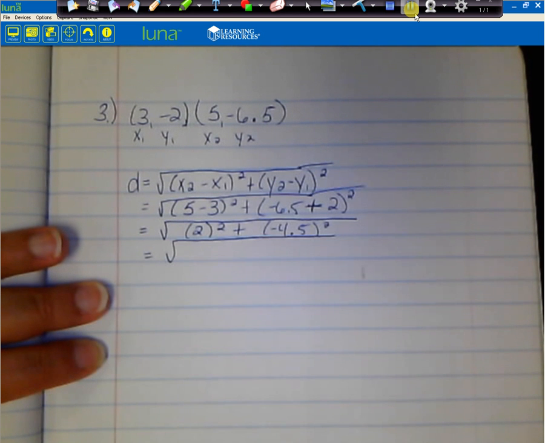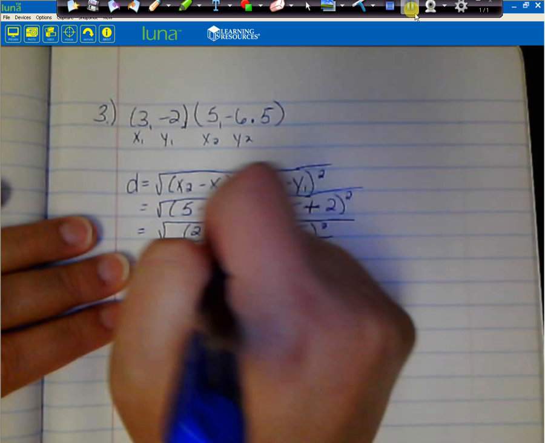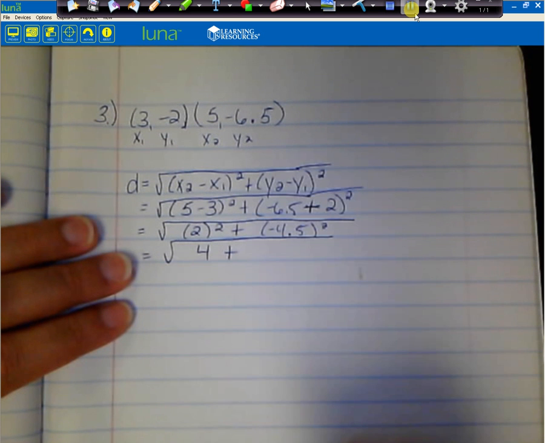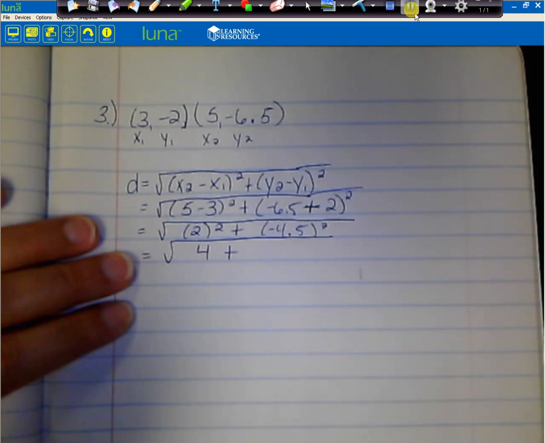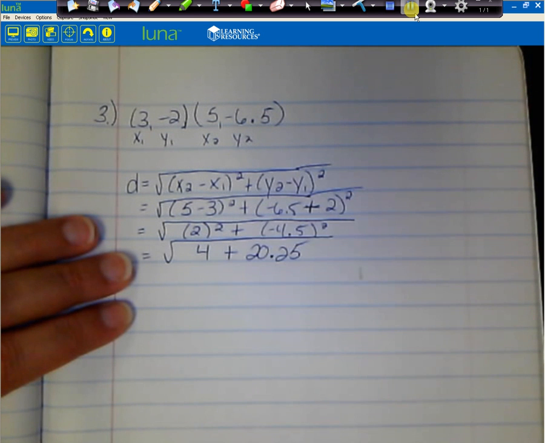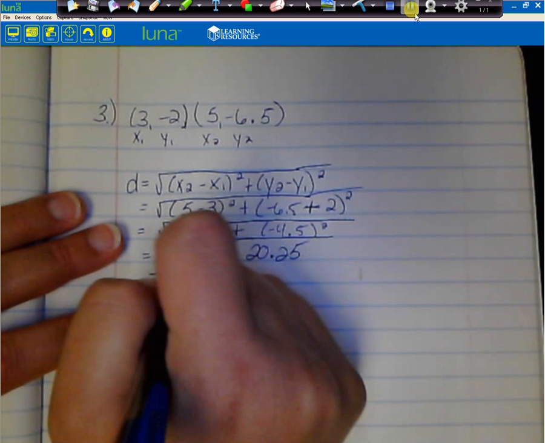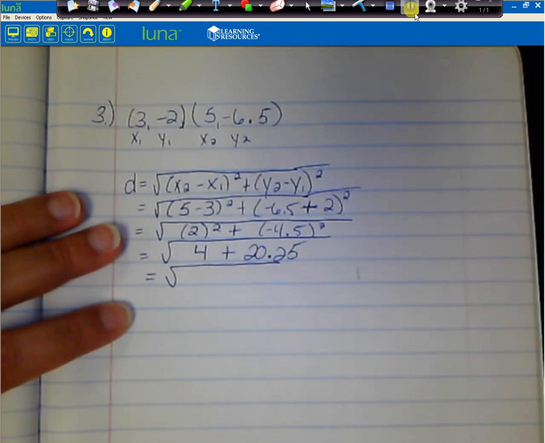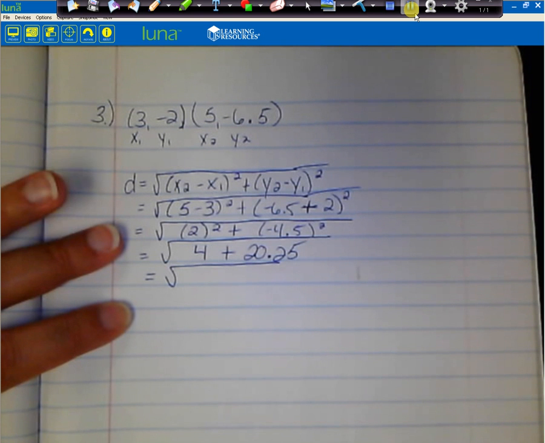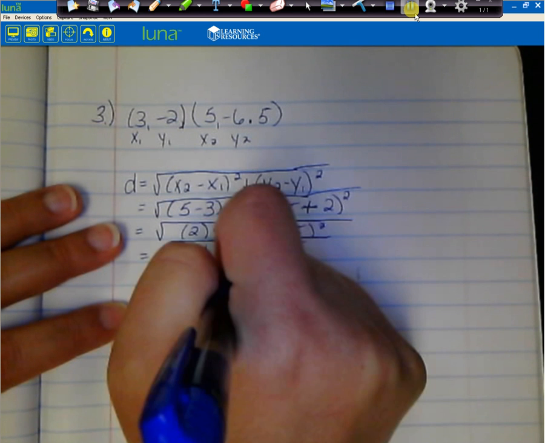Then my order of operations says to do my exponents. So I'm going to say 2 squared is 4 plus negative 4.5 squared is 20.25. And then I'm going to add those. I'm doing everything underneath the radical before I actually take the square root. So 4 plus 20.25 is 24.25.